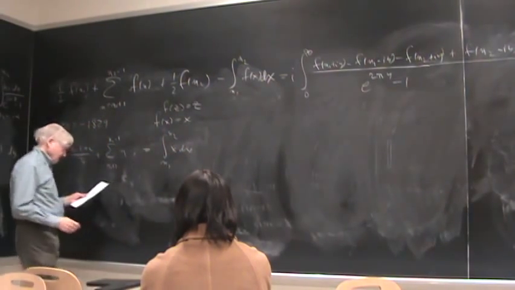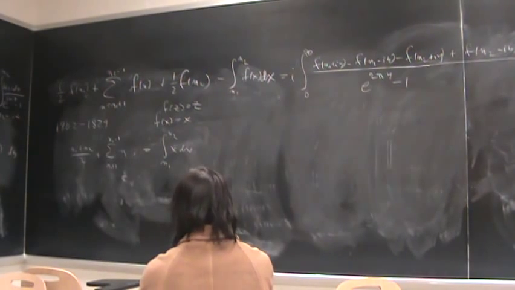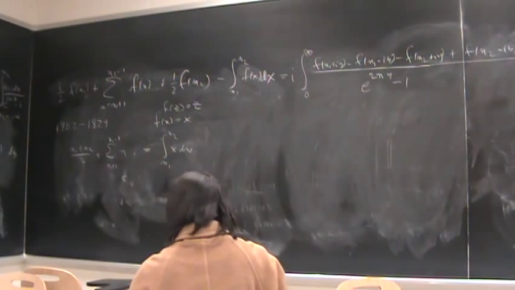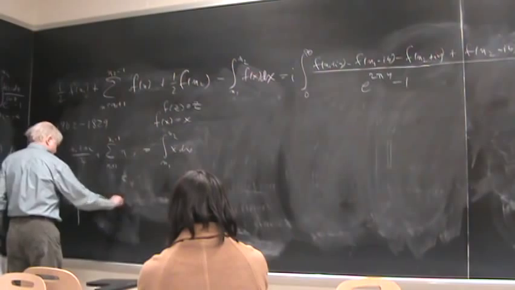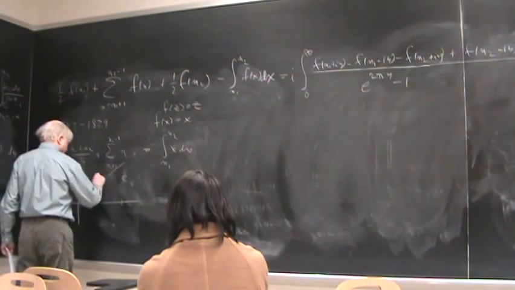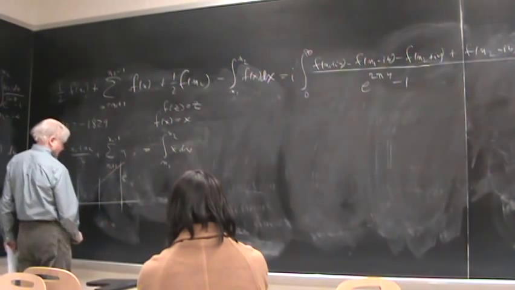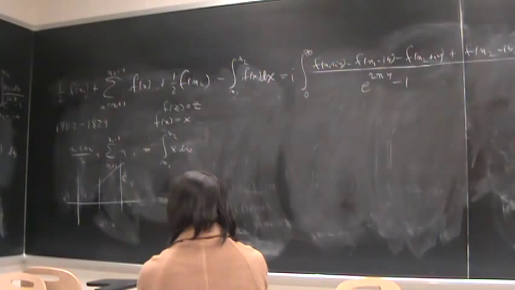So this is a case where the trapezoidal rule is in fact exact because the integral is so simple. It's just the integral. So it's that integration. Okay.